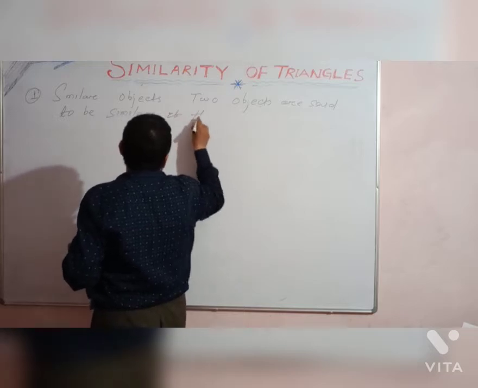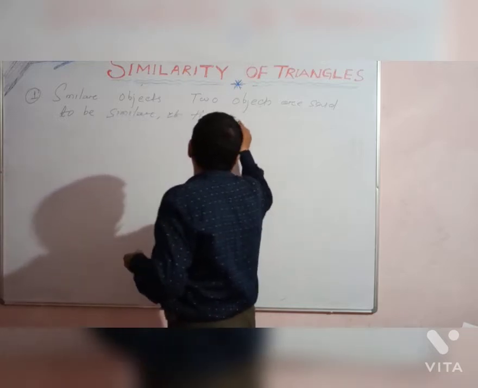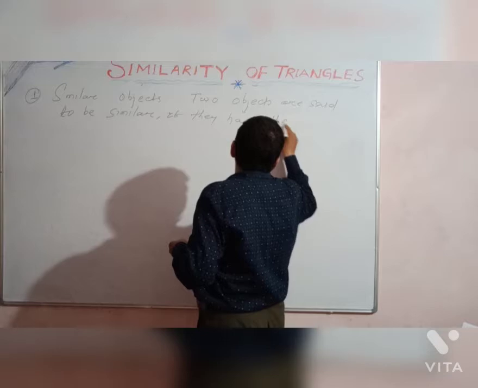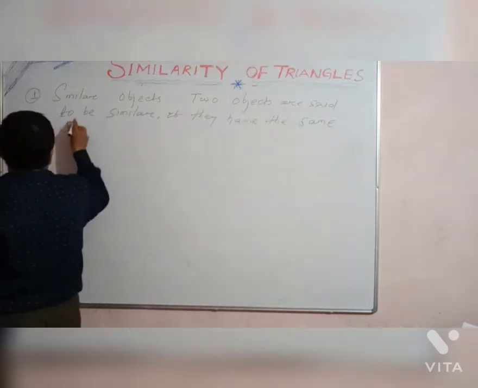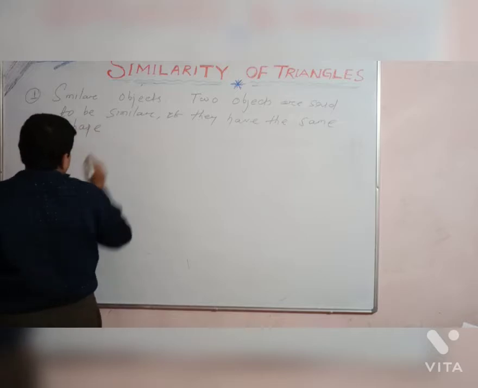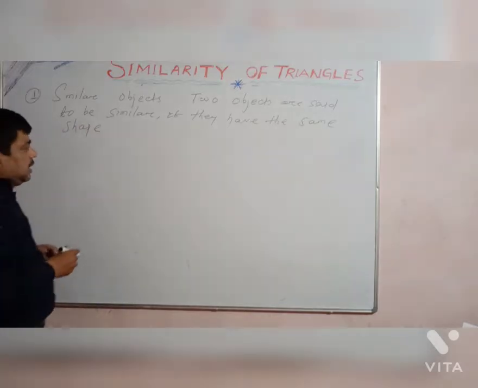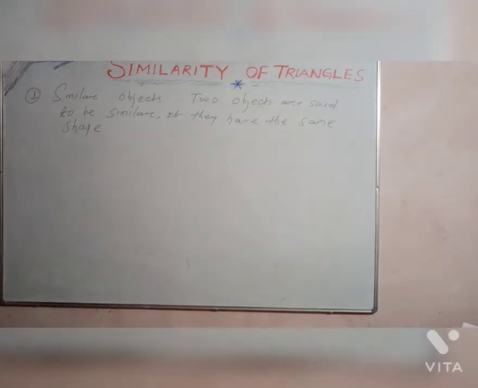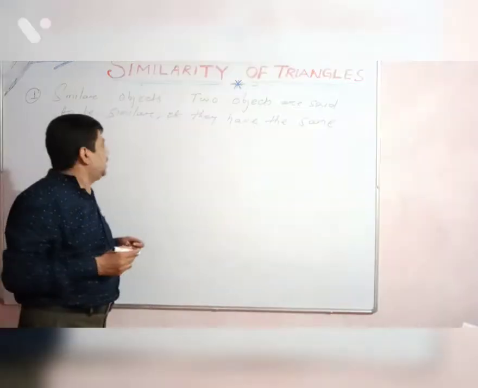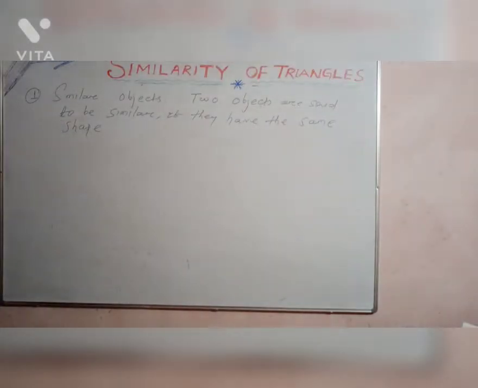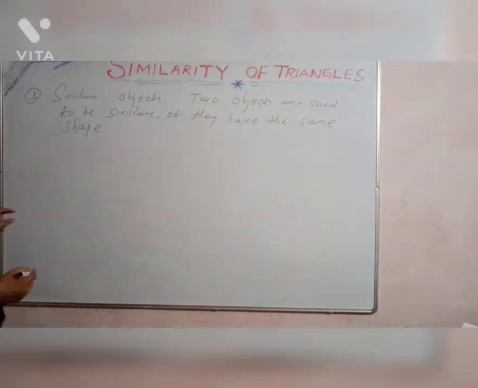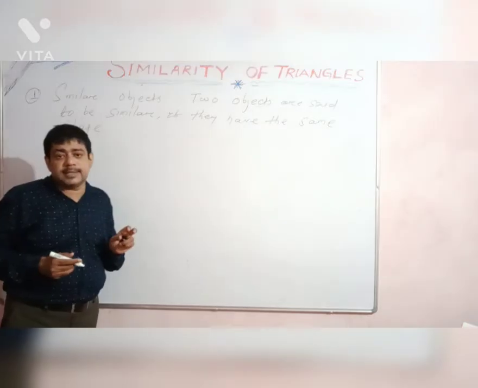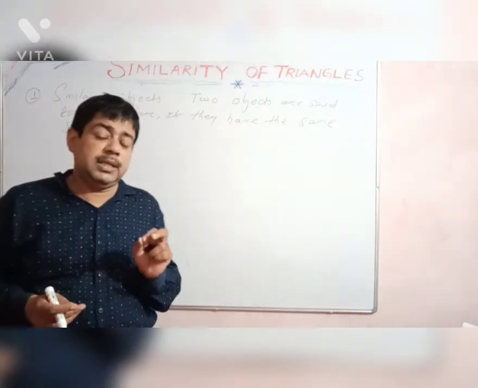if they have the same shape. If the shape of the two objects are the same, then they are said to be similar. Understand? The necessary and sufficient condition for two objects to be similar is that they should have the same shape. If one object is cylindrical in shape, the other object should be cylindrical in shape. Then they can be similar.